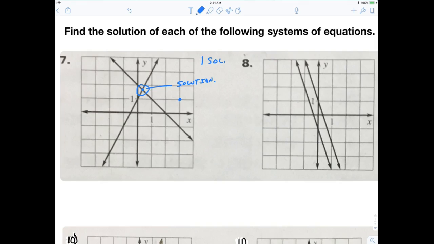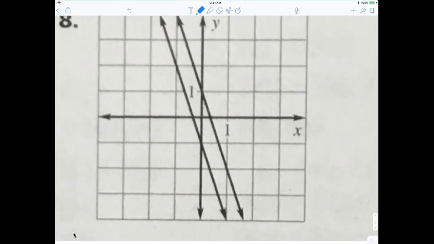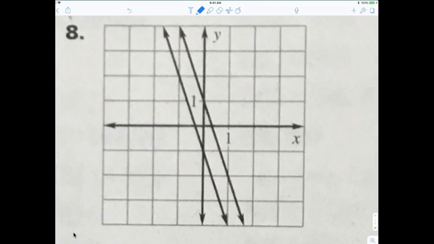Now everybody take a look at number 8. What is the solution on number 8? There is none. There is no solution.